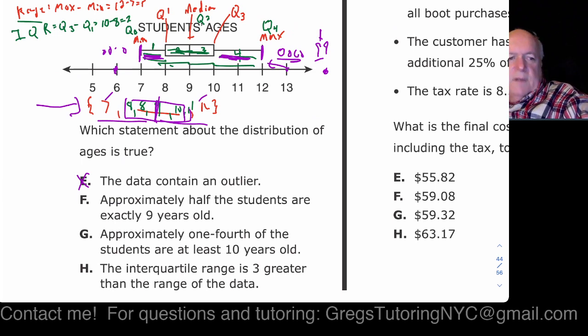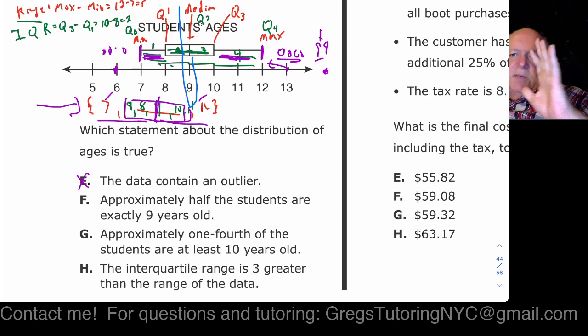Okay, F, approximately half of the students are exactly 9 years old. Okay, the problem is the median is definitely 9. So let me change the color one more time so we're clear. Let's do blue. The median here is definitely 9, but this is not the average. So we don't know if it's exactly half. All right, that's the problem with something like that.